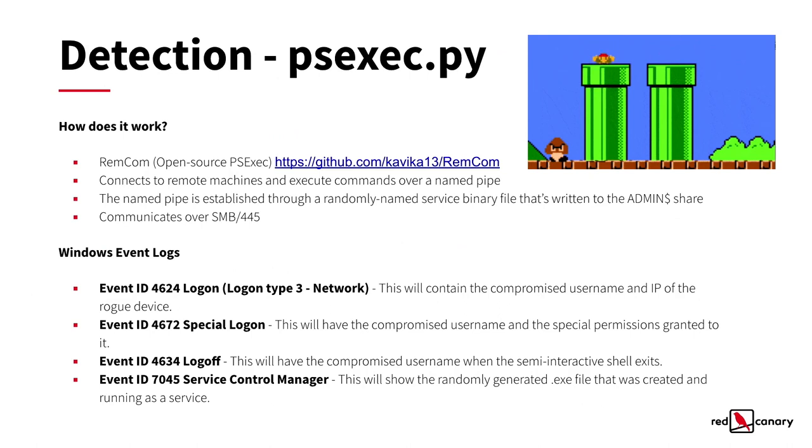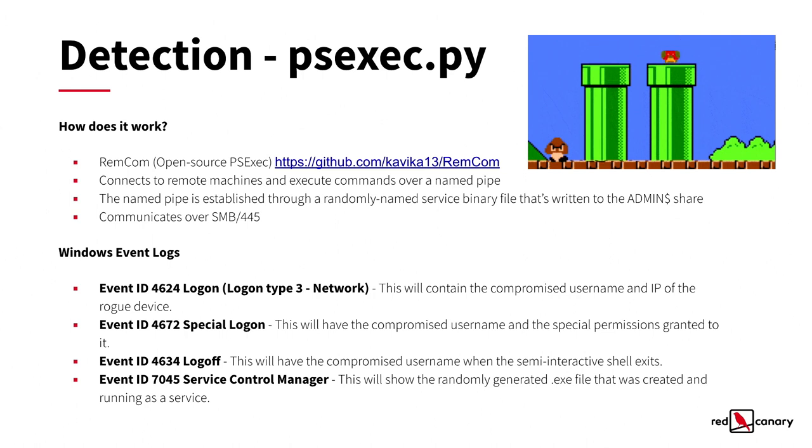So first we'll discuss PsExec. It's actually not PsExec from Sysinternals. It's based off of RemCom, which is basically just open source PsExec. Connects to remote machines to execute commands using a named pipe. What is a named pipe? It just allows for inter-process communication, uses a client-server architecture to transfer data back and forth. Cool, yeah, communicates over 445 as well.